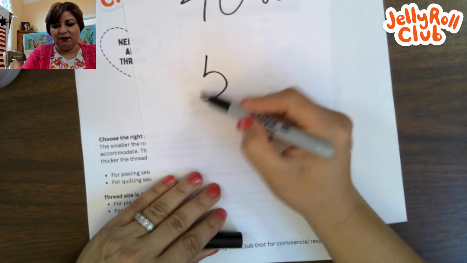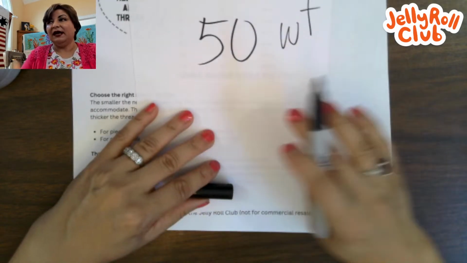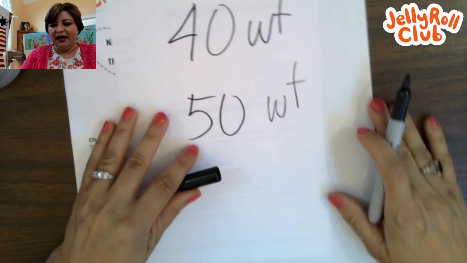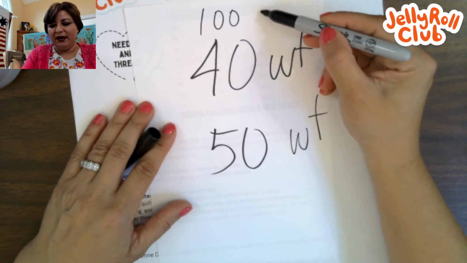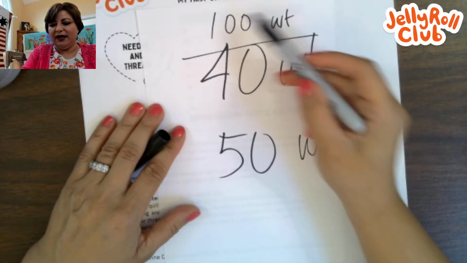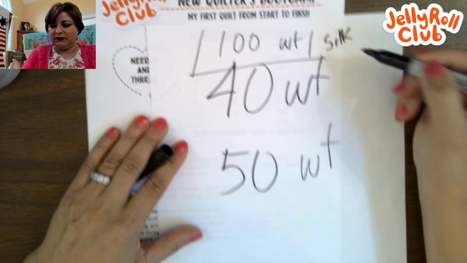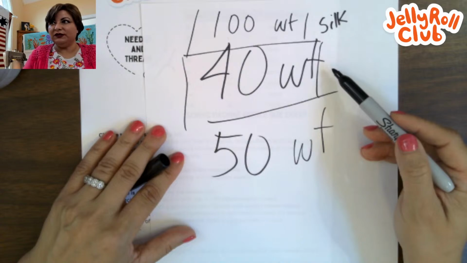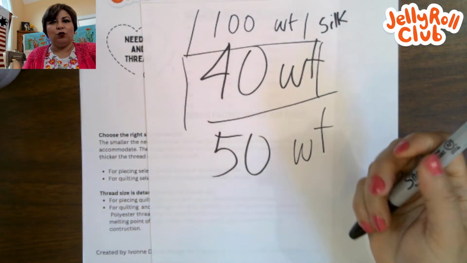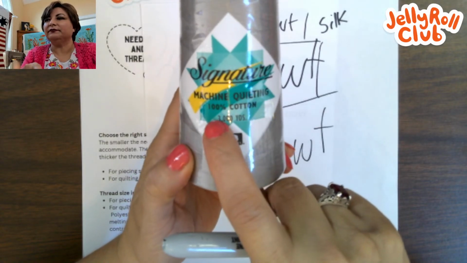For piecing or putting my quilt together, I use a 50 weight. And for hand applique, I use a 100 because that 100 weight is ultra fine. So for hand piecing, I use 100 weight silk. For quilting, I use 40 weight quilting thread, and it should say quilting thread, not serger. It should say machine quilting right on there.